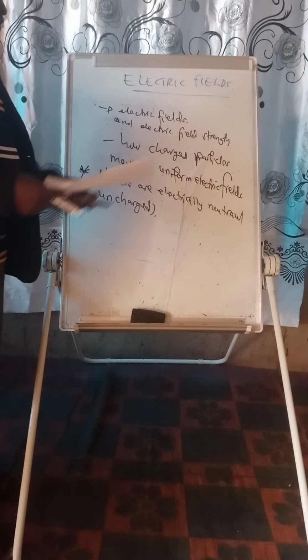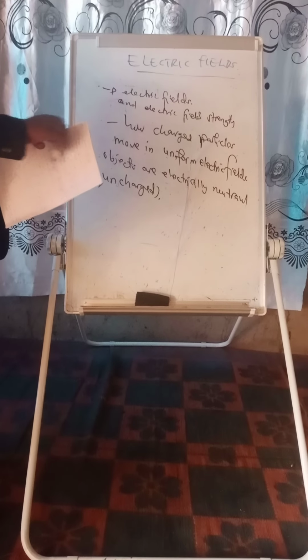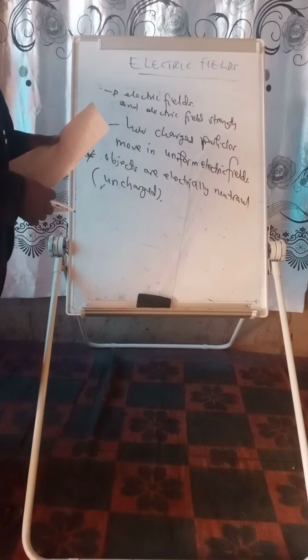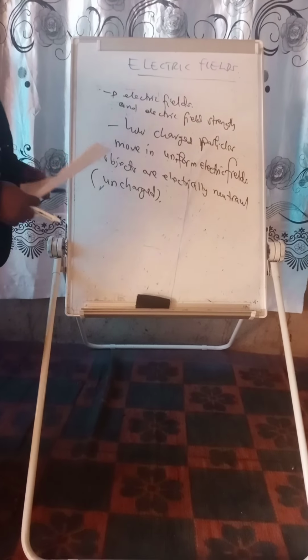But we can charge these by rubbing with another object. For example, this paper and this marker, we can rub like this. So it will be a transfer of electrons. This means the objects have been charged by separating positive and negative.